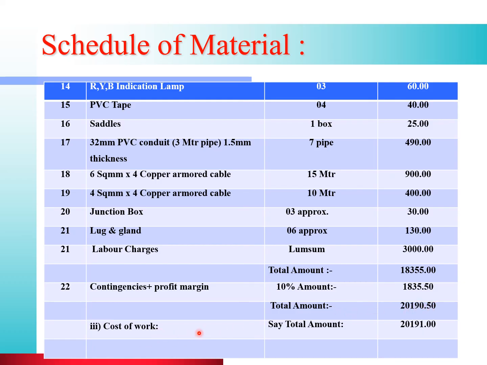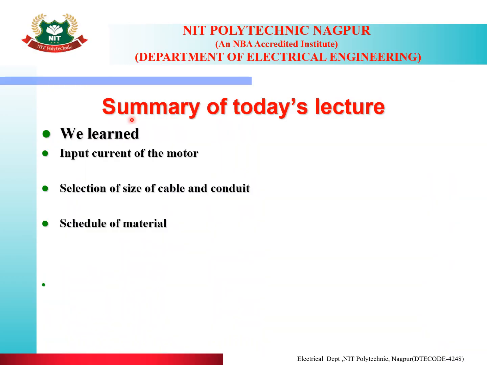So the total cost of installation is 20,191 rupees. These are the approximate costs for installation of the two induction motors of 10 horsepower and 5 horsepower. So, summary of today's lecture: we learned how to calculate the input current of a motor, then selection of the size of cable and the conduit, and then the schedule of the material.